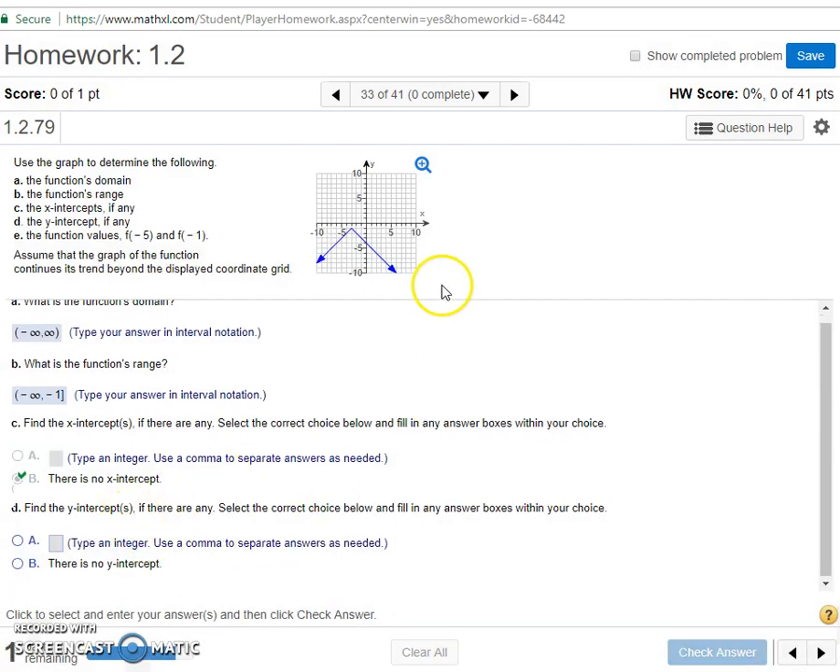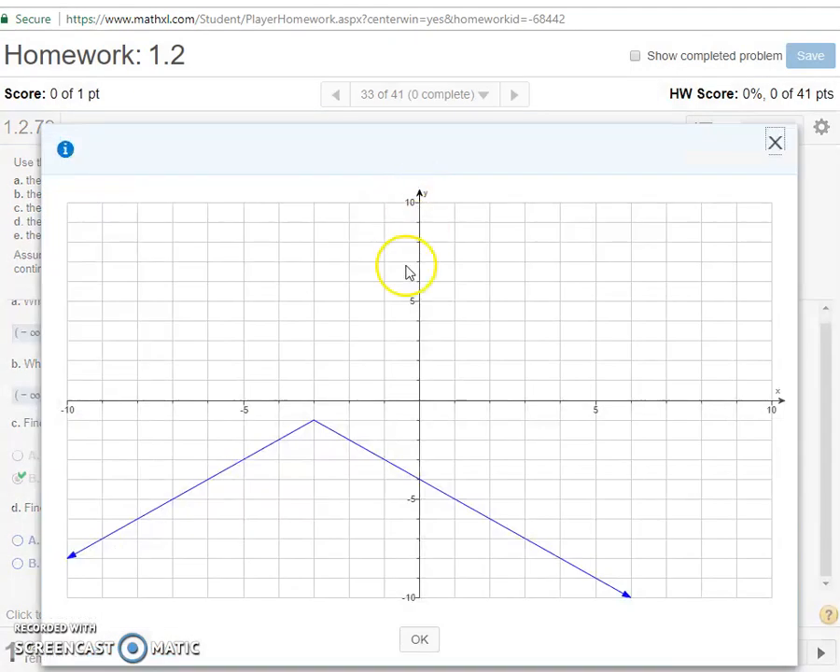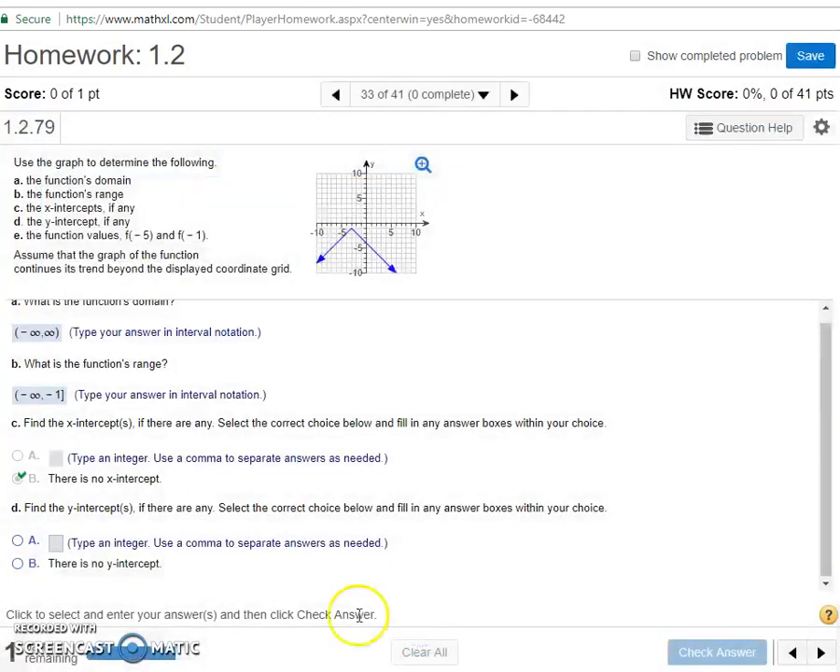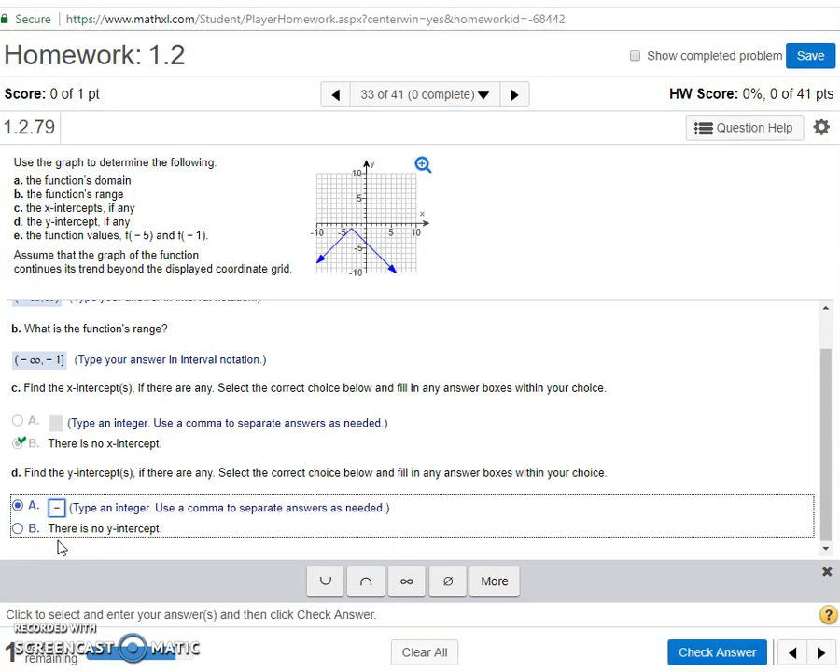Says find the y-intercepts if there are any. The y-intercept is here at negative 4. So notice it says type an integer. It does not say type an ordered pair. So we are only going to type negative 4. If there were multiple answers, we would use a comma in between each one.